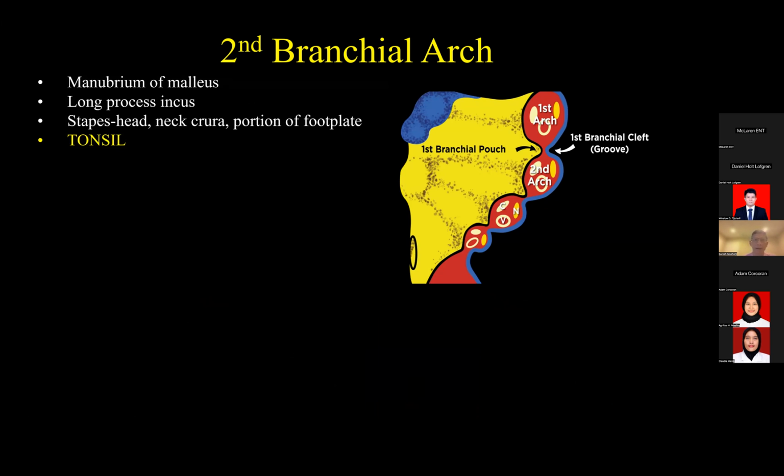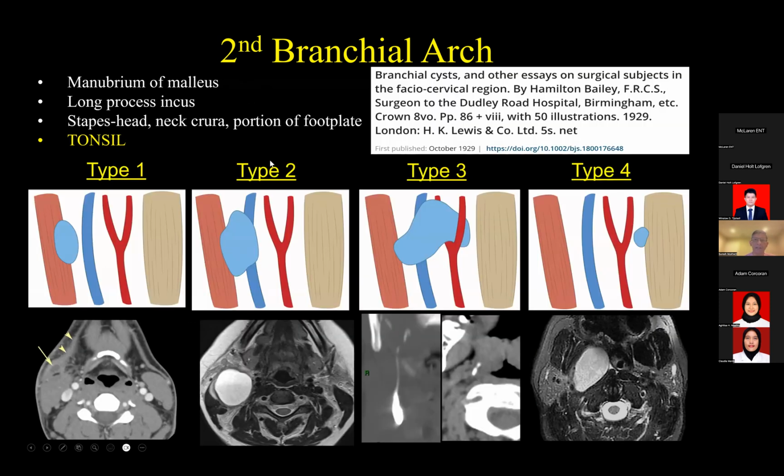Well, the second branchial arch can also give us various anomalies. So the second branchial arch, the most typical thing that you'll end up seeing in your practice is this. This is the classic cyst lesion involving the anterior aspect that abuts the anterior portion of the sternocleidomastoid muscle. So a couple of points about this.